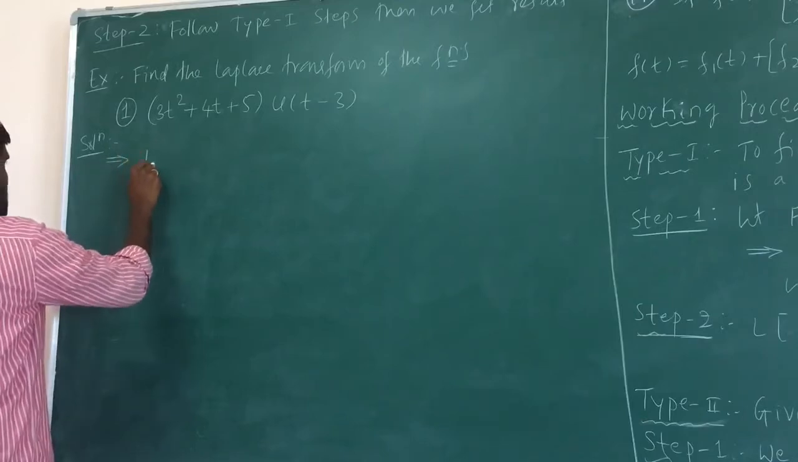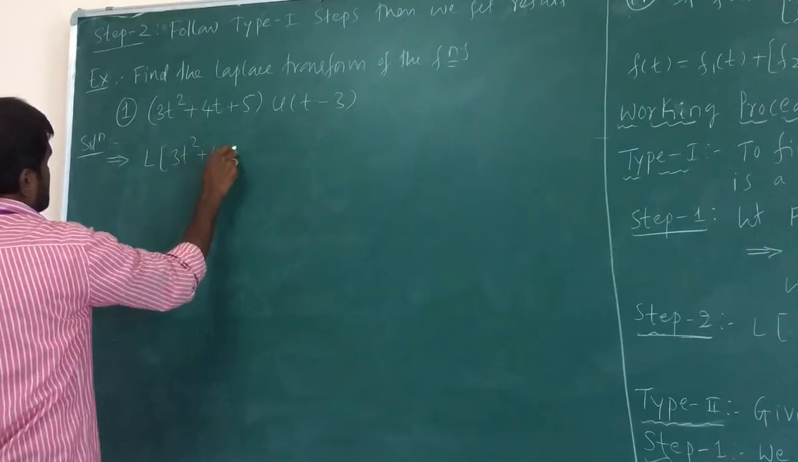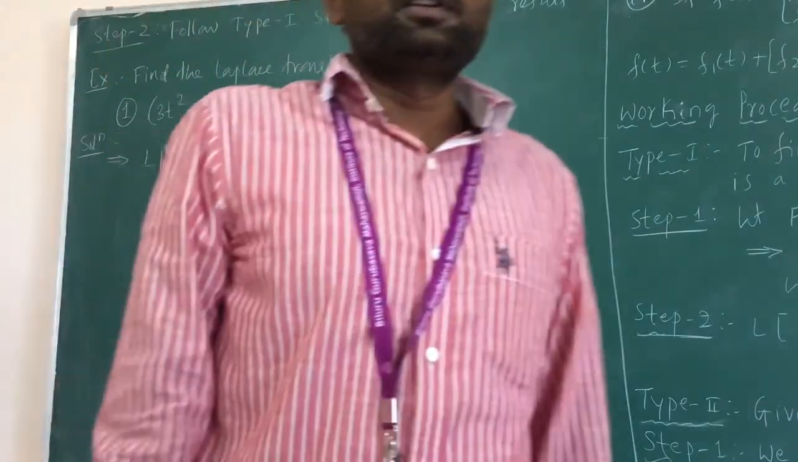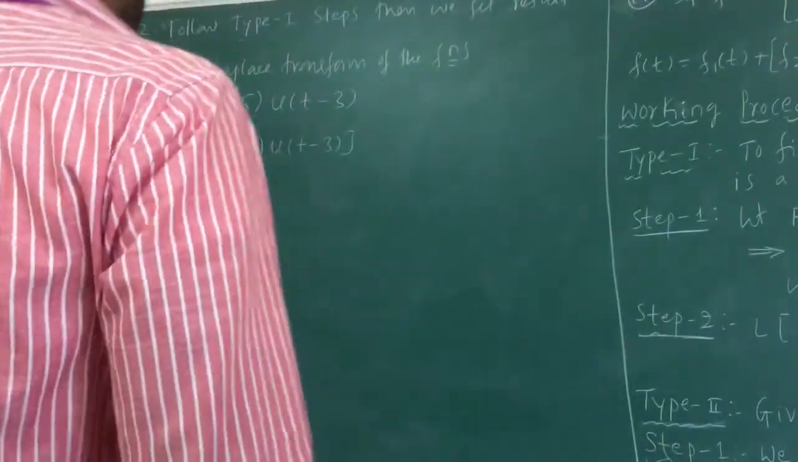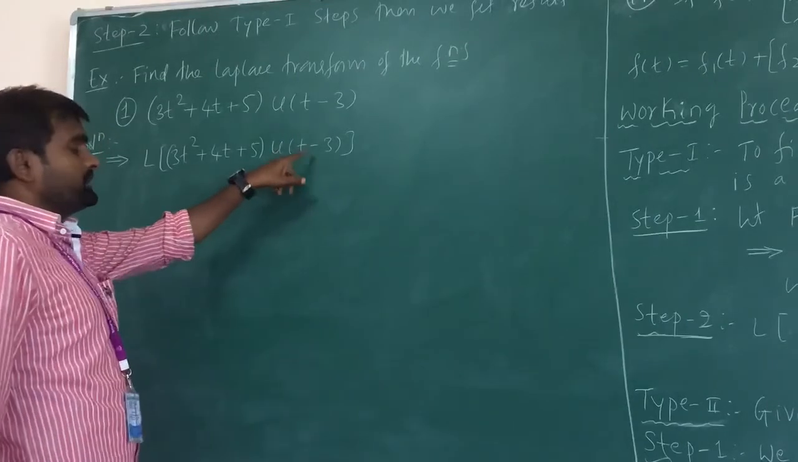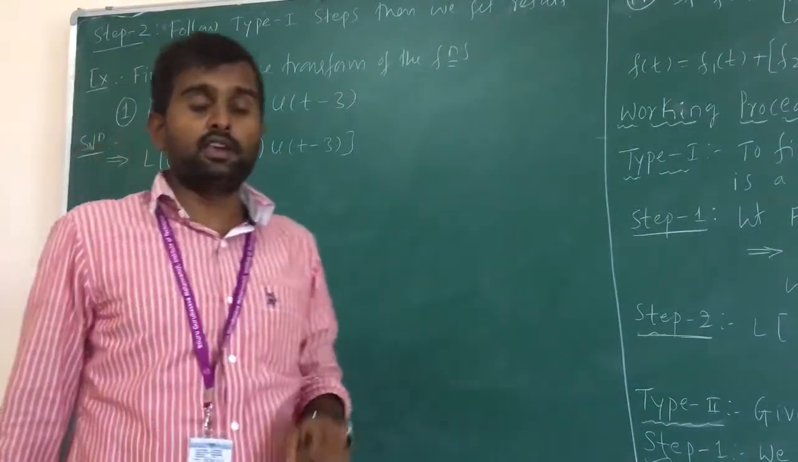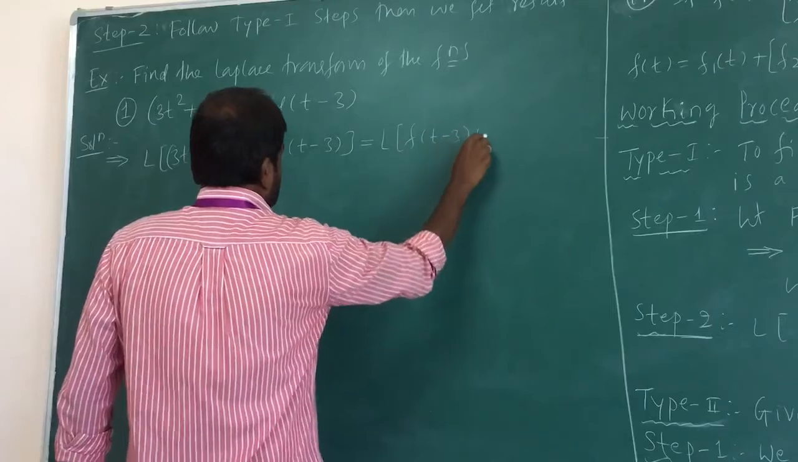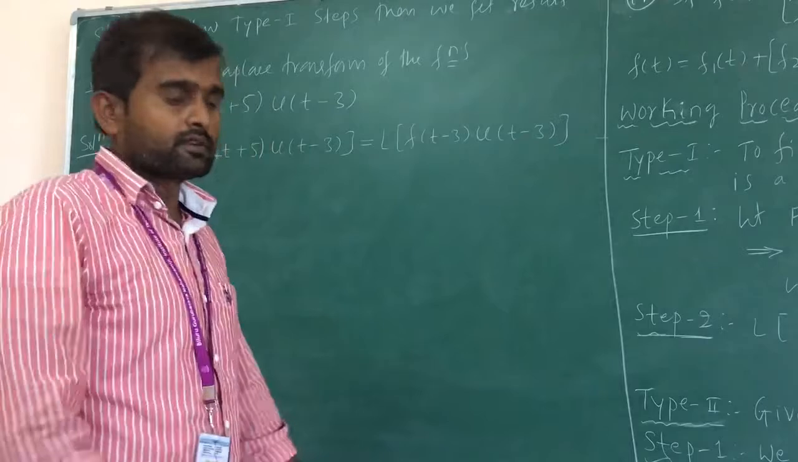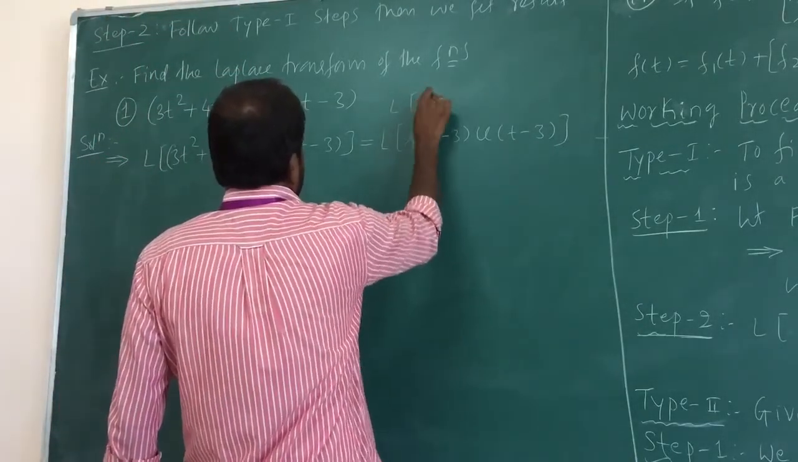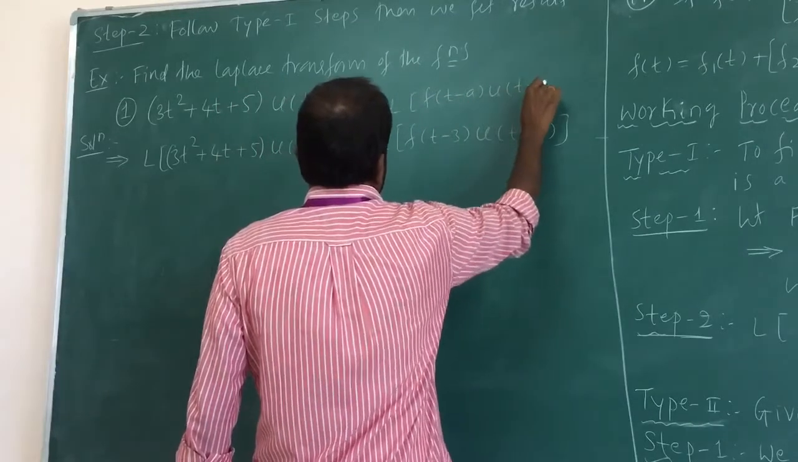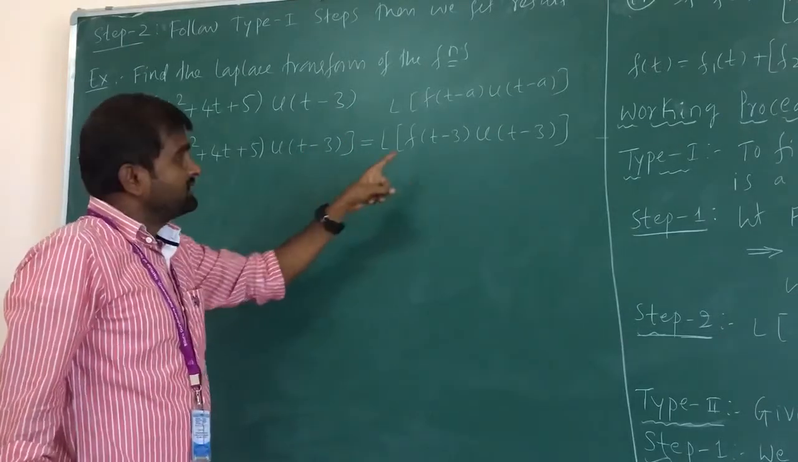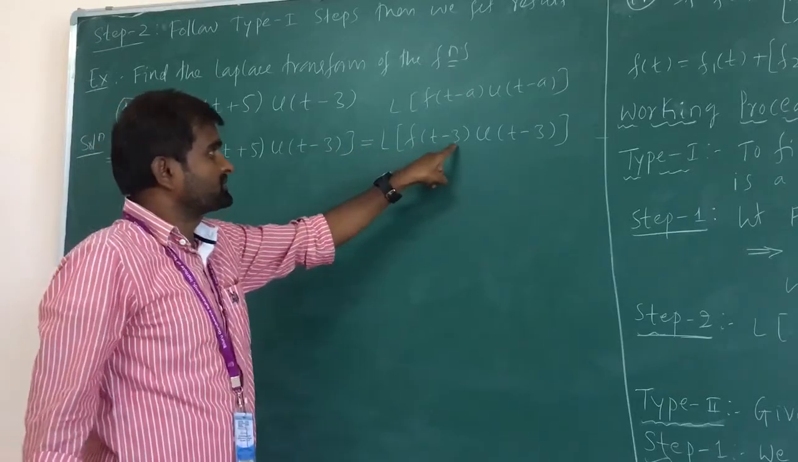L of 3t square plus 4t plus 5 into u of t minus 3. See here we have u of t minus a. In place of a we have 3. So this is equivalently L of f of t minus 3 into u of t minus 3. Right? So by the properties, L of f of t minus 3 into u of t minus 3, I am exactly using this result. T minus 3 is the 3.